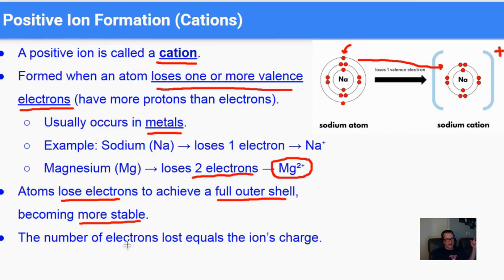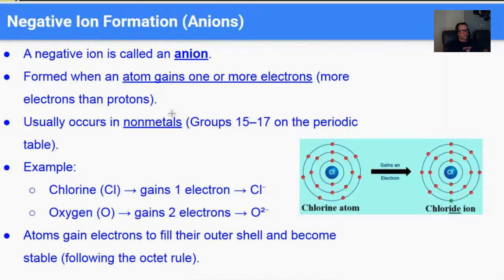Since whenever you're losing electrons, you're going to have a positive charge. And remember, the number of electrons lost is going to equal the ion's charge. So sodium only loses one. It's going to have a plus 1 charge. Magnesium in group 2, it needs to lose 2 valence electrons. So that's going to give it a positive 2 charge.